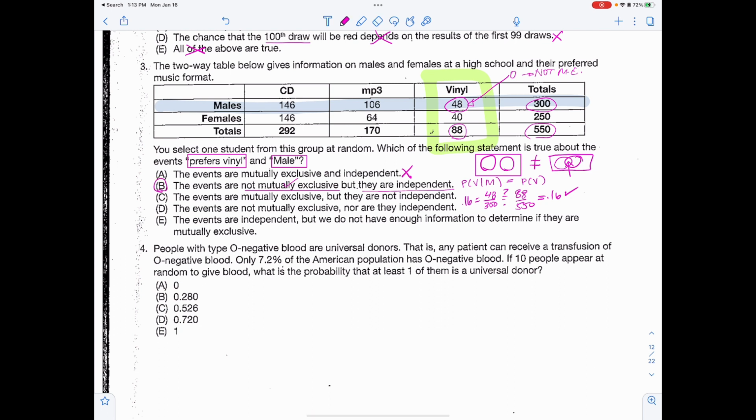And the other ones, I just like to read through them just to make sure I didn't make a mistake. Are mutually exclusive? We know that's not true, so we know that one's not true. Not mutually exclusive, we know that's true. And it says nor are they independent. No, we just showed that they're independent, so that's not true. The events are independent, yes, we agree with that, but we do not have enough information to determine if they're mutually exclusive. That's not true.